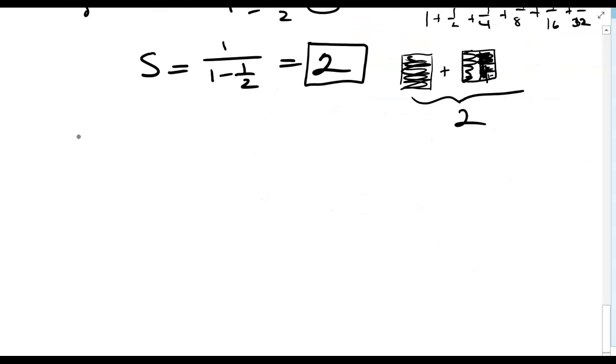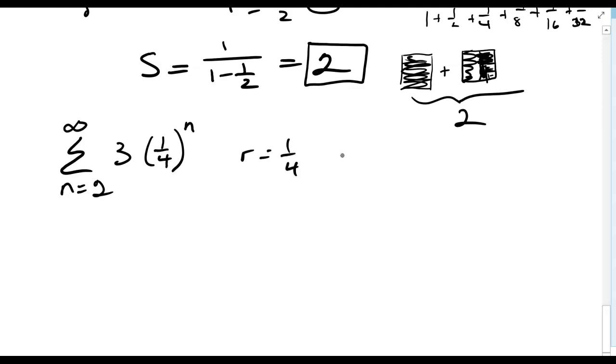Next one, let's take the summation. Just go through a couple examples. So r equals a fourth. Get that out of the way first. Converges, we're good. Now here's my problem. Do you see the problem?